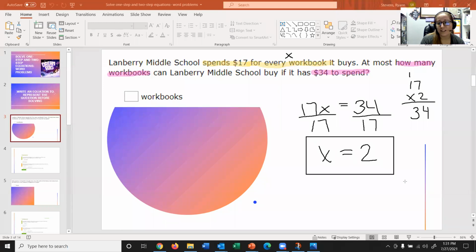And we really already checked our answer with this by saying 17 times 2. We already plugged in that 2 to check and make sure that it's going to be equal to 34.